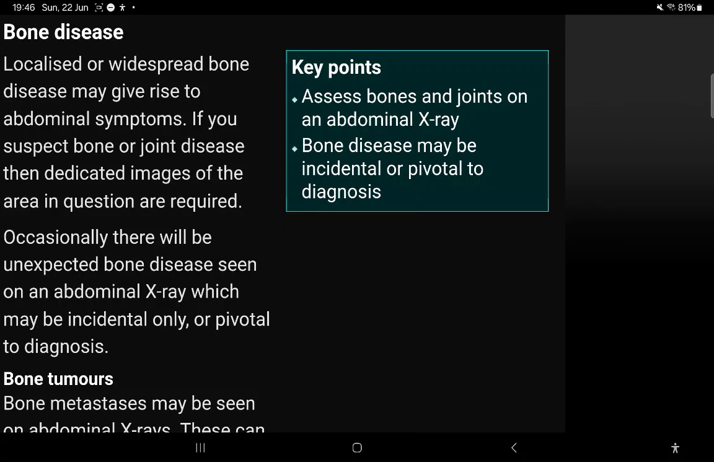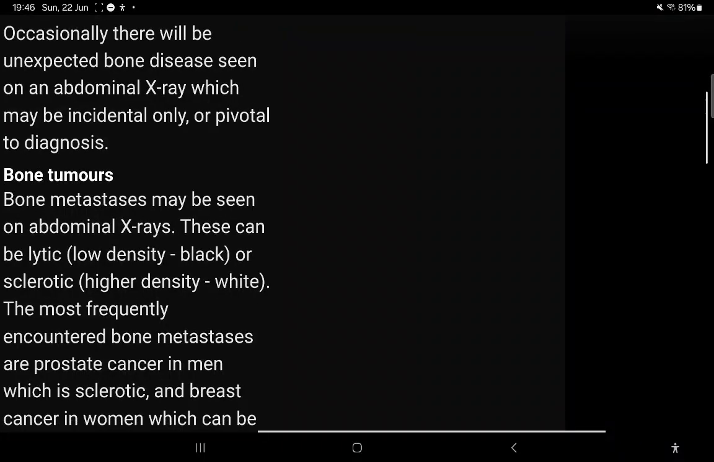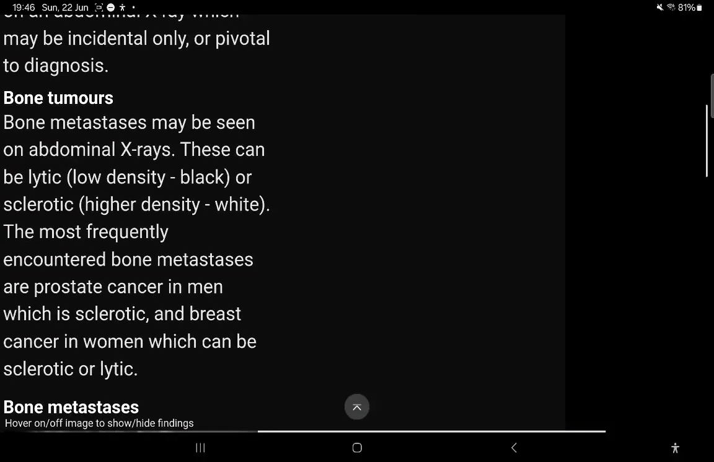Incidental means the type of findings that you didn't mean to image your patient for. It's just an incidental finding by chance. Or pivotal to diagnosis. Bone tumors and bone metastasis may be seen on abdominal X-rays. These can be lytic, low density, black, or sclerotic, higher density, white, according to the origin or its type.